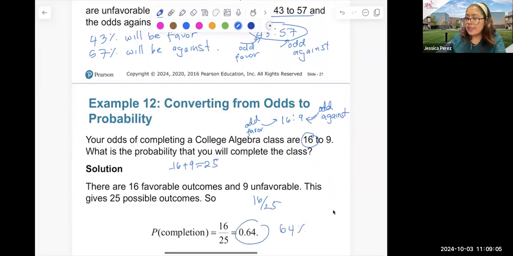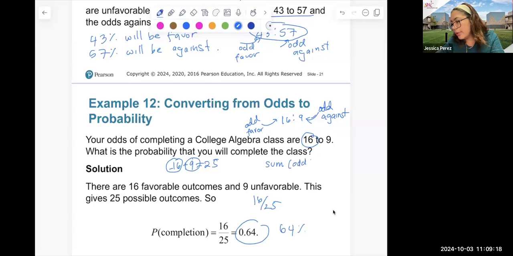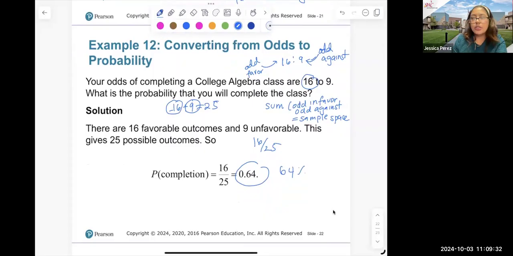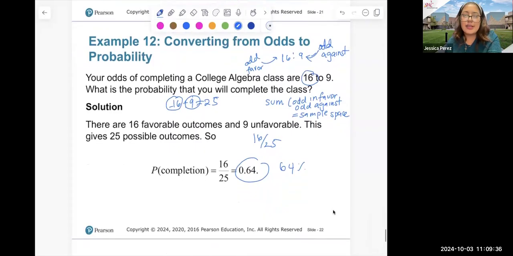So you have 16 favorable outcomes and 9 unfavorable. You have to sum both the odds in favor and the odds against, and that will give you your sample space. Then you apply the formula of probability of completion, which is 16 out of 25, which gives us 64%.